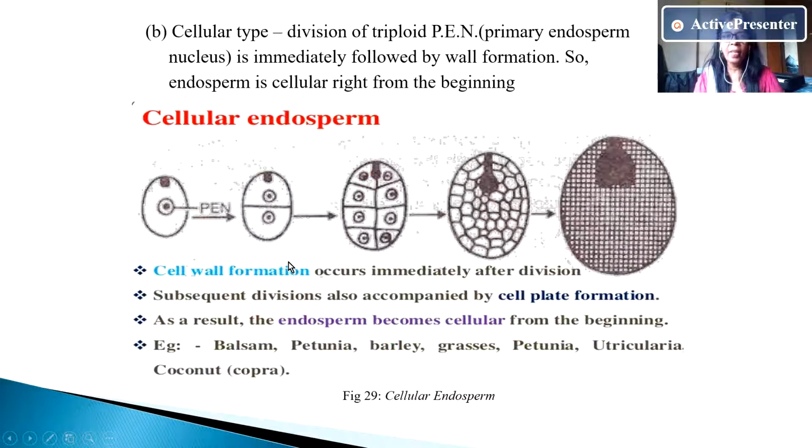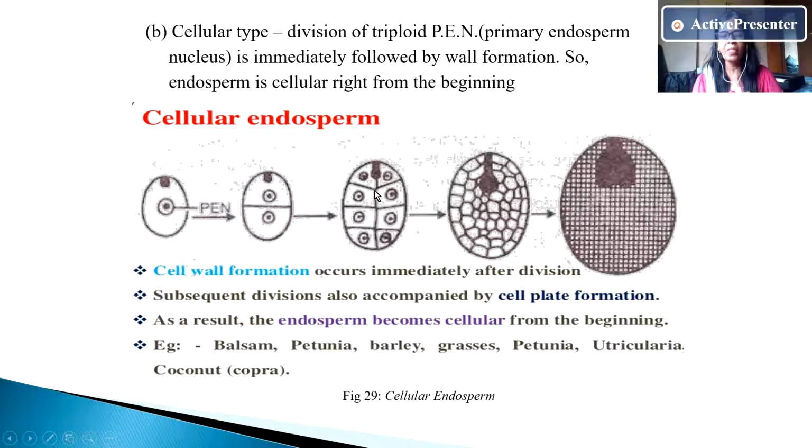The next one is the cellular type of endosperm. From the term itself, we can understand the cellular type involves cell wall formation. So division of the triploid primary endosperm nucleus is immediately followed by wall formation. So endosperm is cellular right from the beginning. See here, the primary endosperm nucleus after triple fusion undergoes mitotic division and immediately a wall forms between the two nuclei. And here continuous mitotic division.